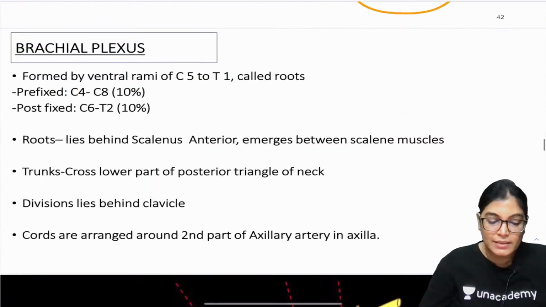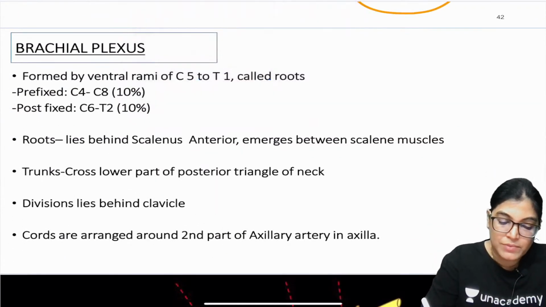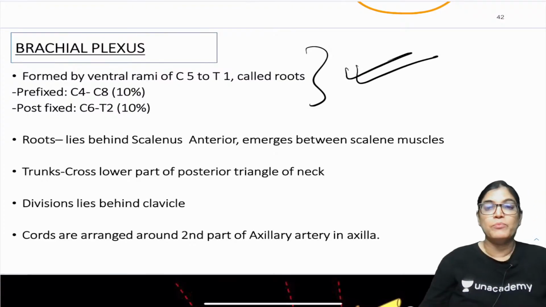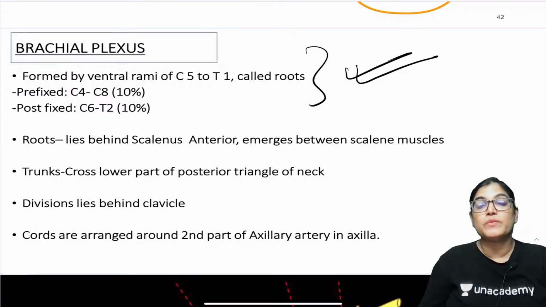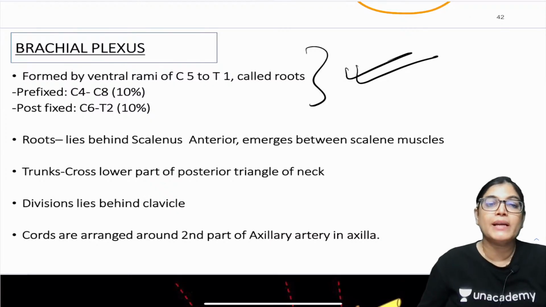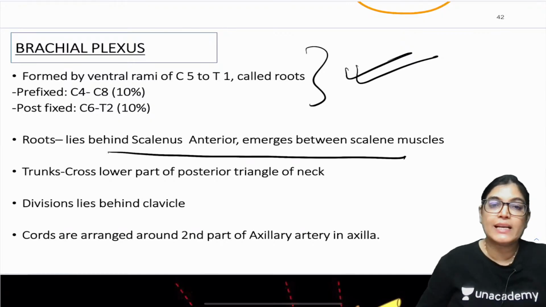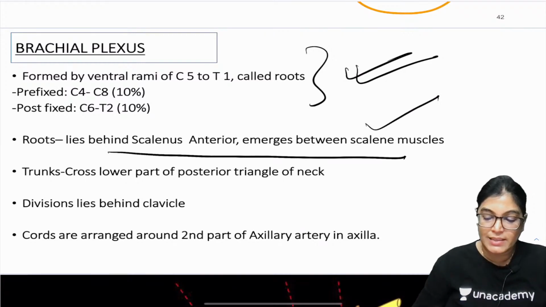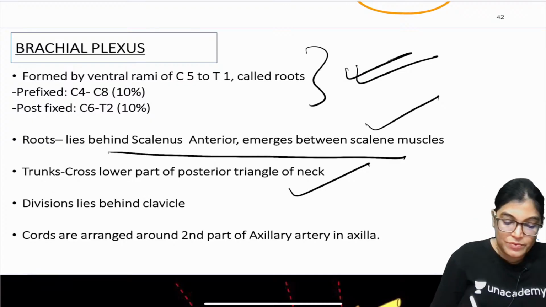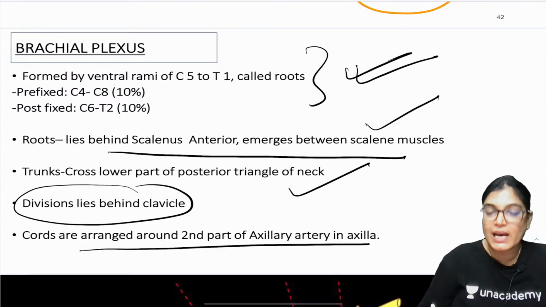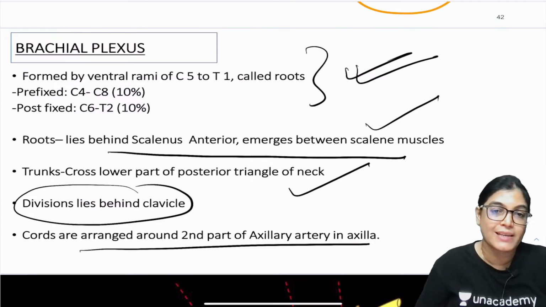Now, after that, I also want to tell that sometimes the formation will be prefixed or postfixed. When the formation of brachial plexus takes a contribution from C4, then it is prefixed, seen in 10% of the cases, and when it takes a contribution from T2, it is called postfixed brachial plexus. Roots lie behind the scalenus anterior muscle, emerging in between the scalenus muscles. Trunk is lying in the lower part of the posterior triangle, division is lying behind the clavicle, and cords are arranged around the second part of axillary artery.